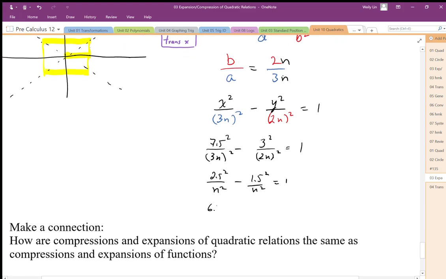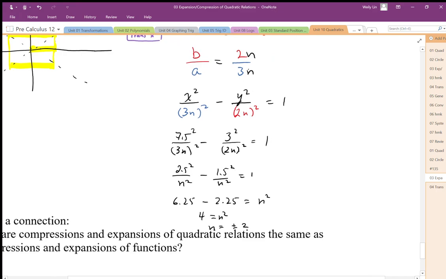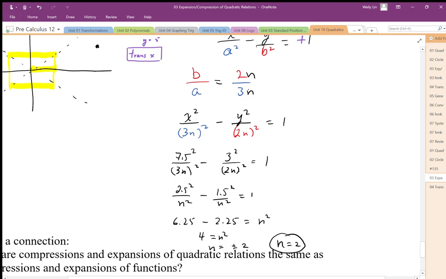So 2.5 squared minus 1.5 squared. And I'm just going to multiply the n squared to this side, which then allows me to solve for n. So n equals plus minus 2. Okay, we don't need the plus minus in here, so n is equal to 2. Okay, that then allows me to solve for the a and b values.